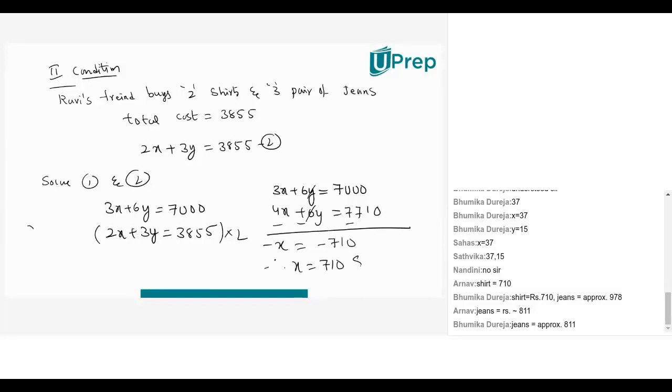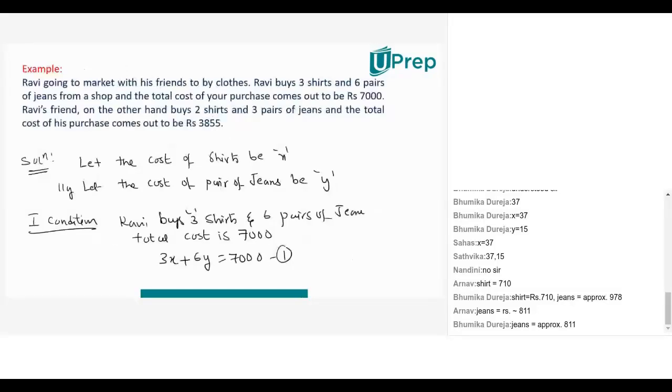Substitute in 1 or 2. Substitute in 1, you'll get the value of y, which is nothing but the cost of your pair of jeans. Is this clear? That's how you formulate the given condition in terms of a system of linear equations, or linear equations in 2 variables, and solve the questions. Means solving the linear equations.